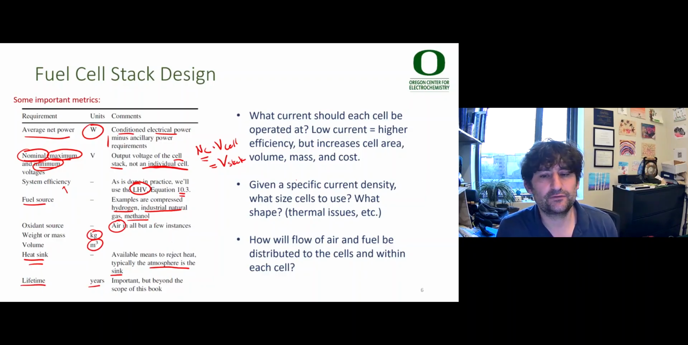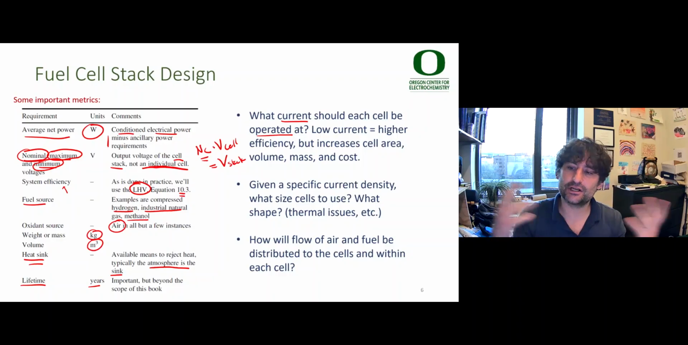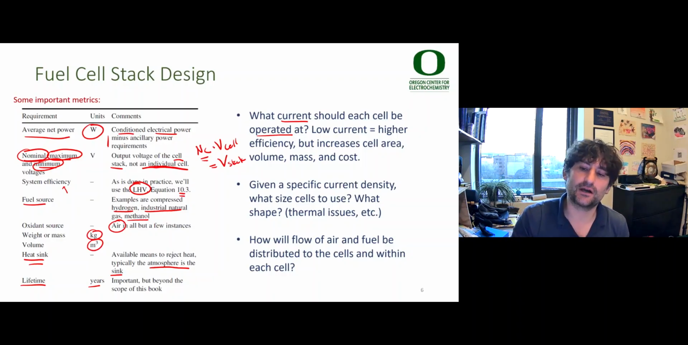So when you're designing a fuel cell stack, you want to think about what current each cell should be operated at. Of course, if you have a low current, you have a high efficiency because you have low losses due to ohmic, kinetic, transport, and concentration overpotentials, but that increases the cell area needed to generate a certain power. It increases the volume, the mass, and ultimately the cost of the fuel cell.